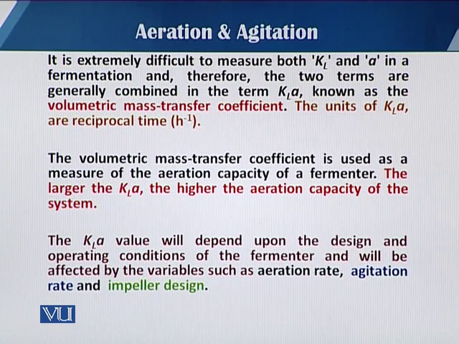It is very difficult to calculate. In this equation, it is very easy to determine all the other factors except KL, because KL is the mass transfer coefficient, and on the other hand, A is the interface area. Therefore, the two terms are generally combined into a term known as KLa. So the KLa is known as the volumetric mass transfer coefficient.